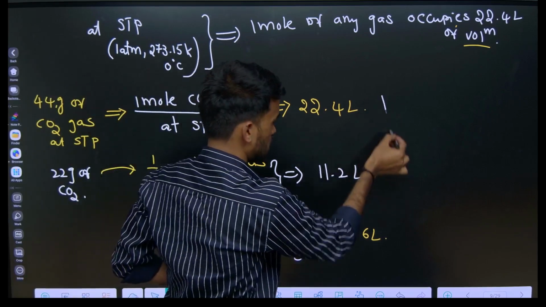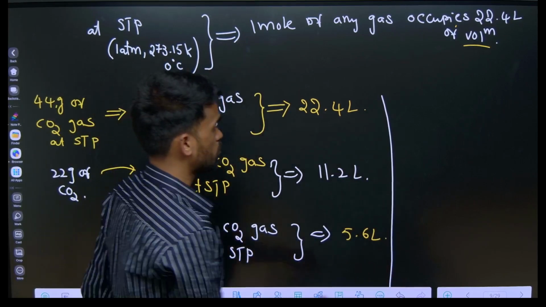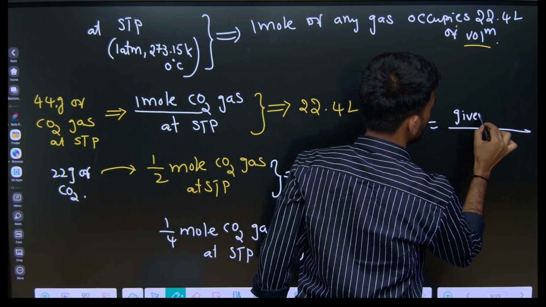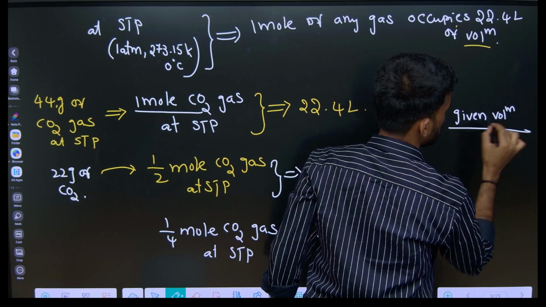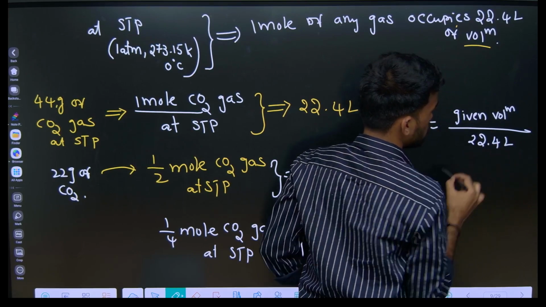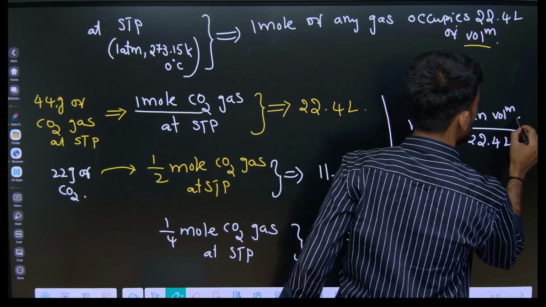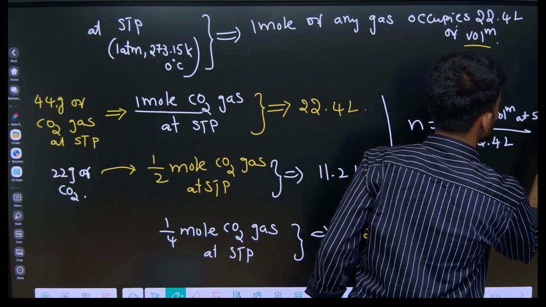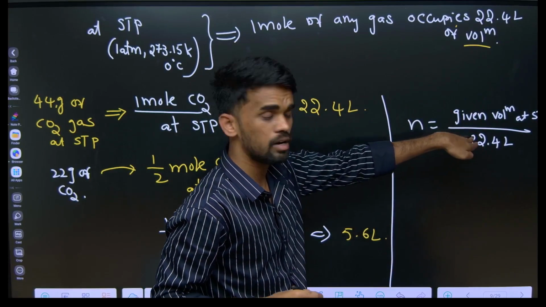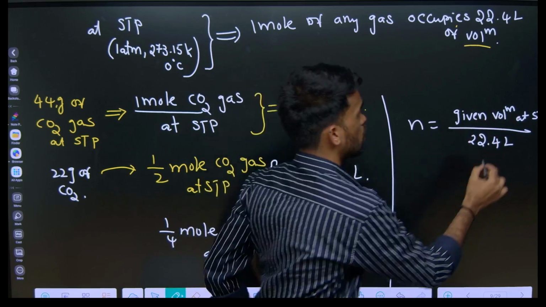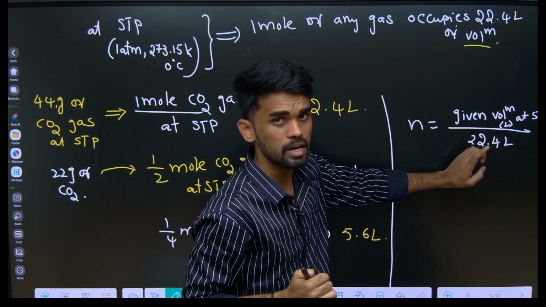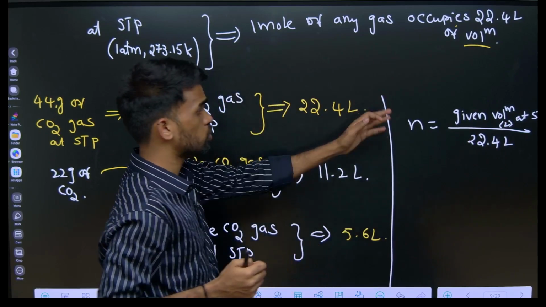So let us make a generalized formula for this one. Number of moles is equal to given volume by 22.4 liters. So the given volume must be at what? At STP conditions only. The given volume should be in liters only, because in the denominator I have written liters. So both units should be the same.